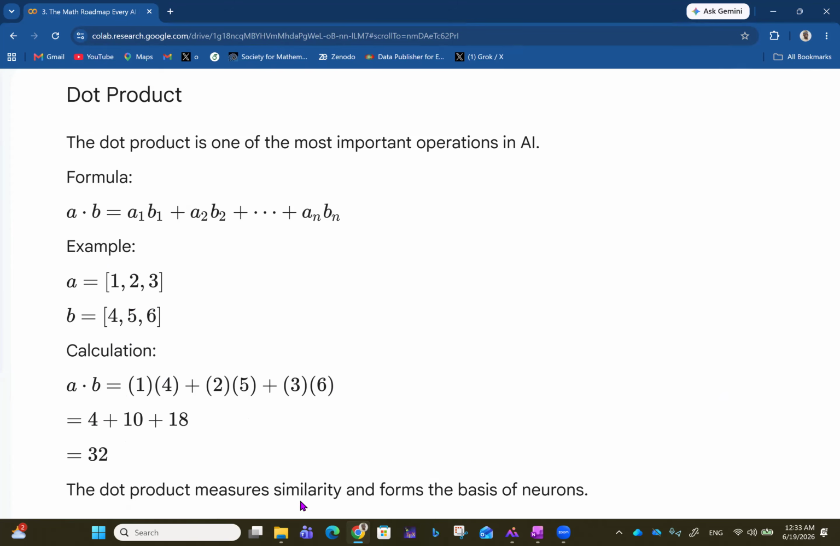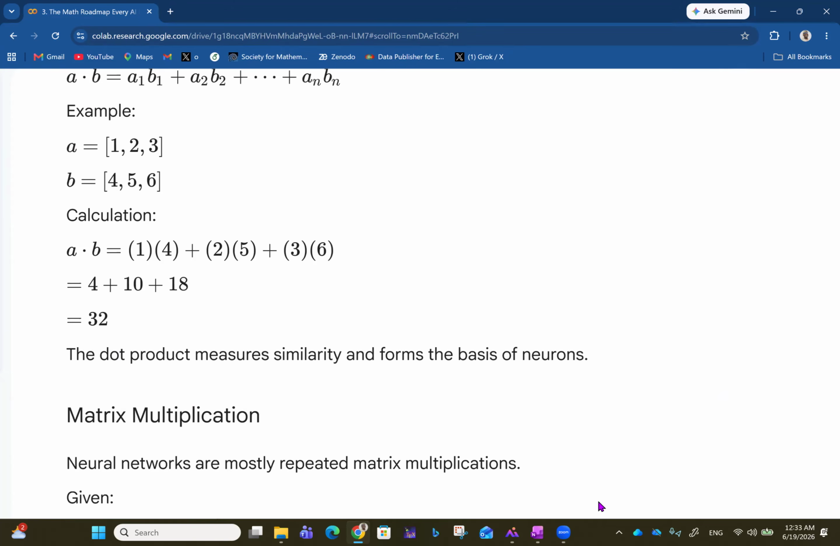So the dot product measures similarity and forms the basis of neurons. And along the line, you're going to see this idea of cosine similarity even in natural language processing. So that comes from this idea of the dot product.